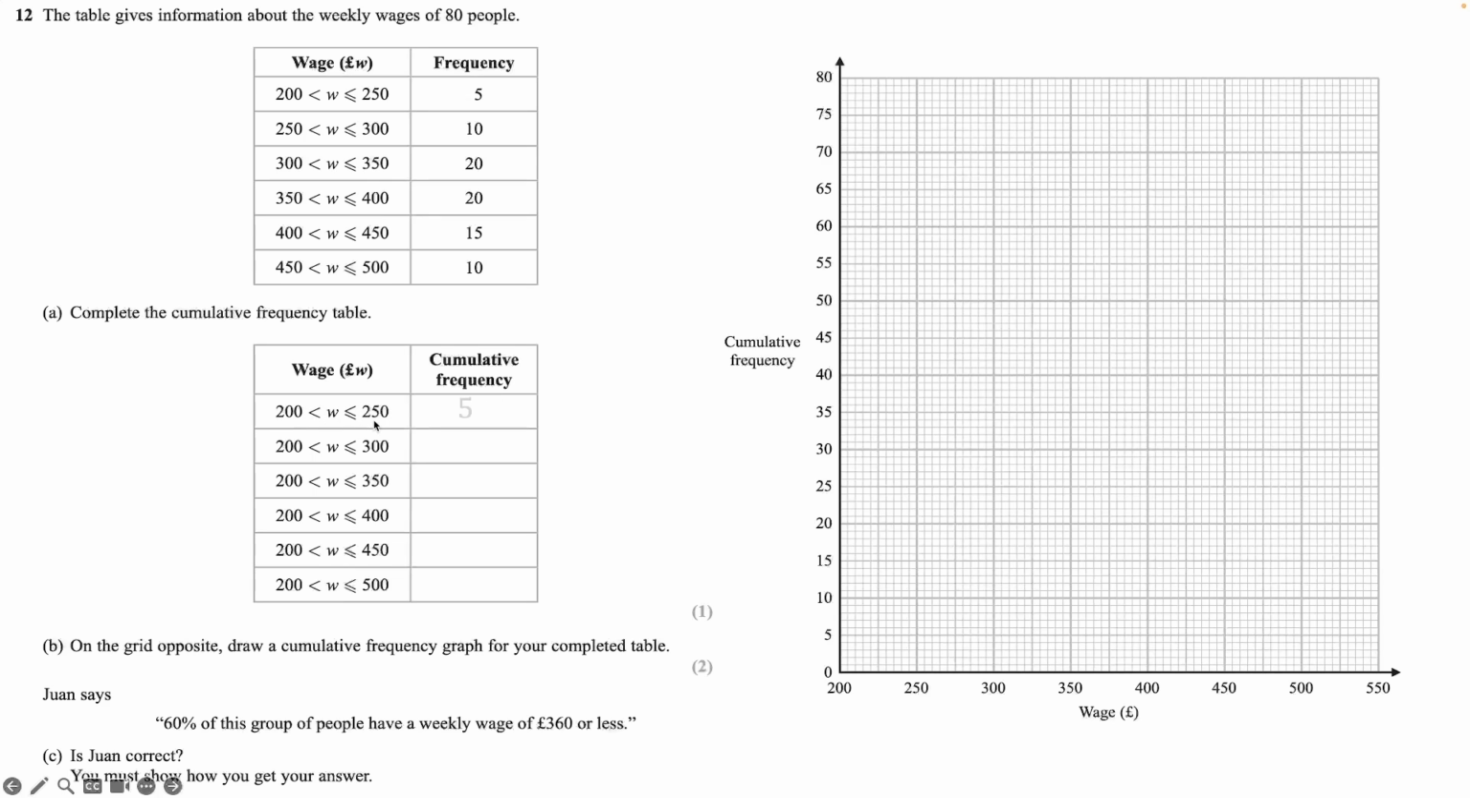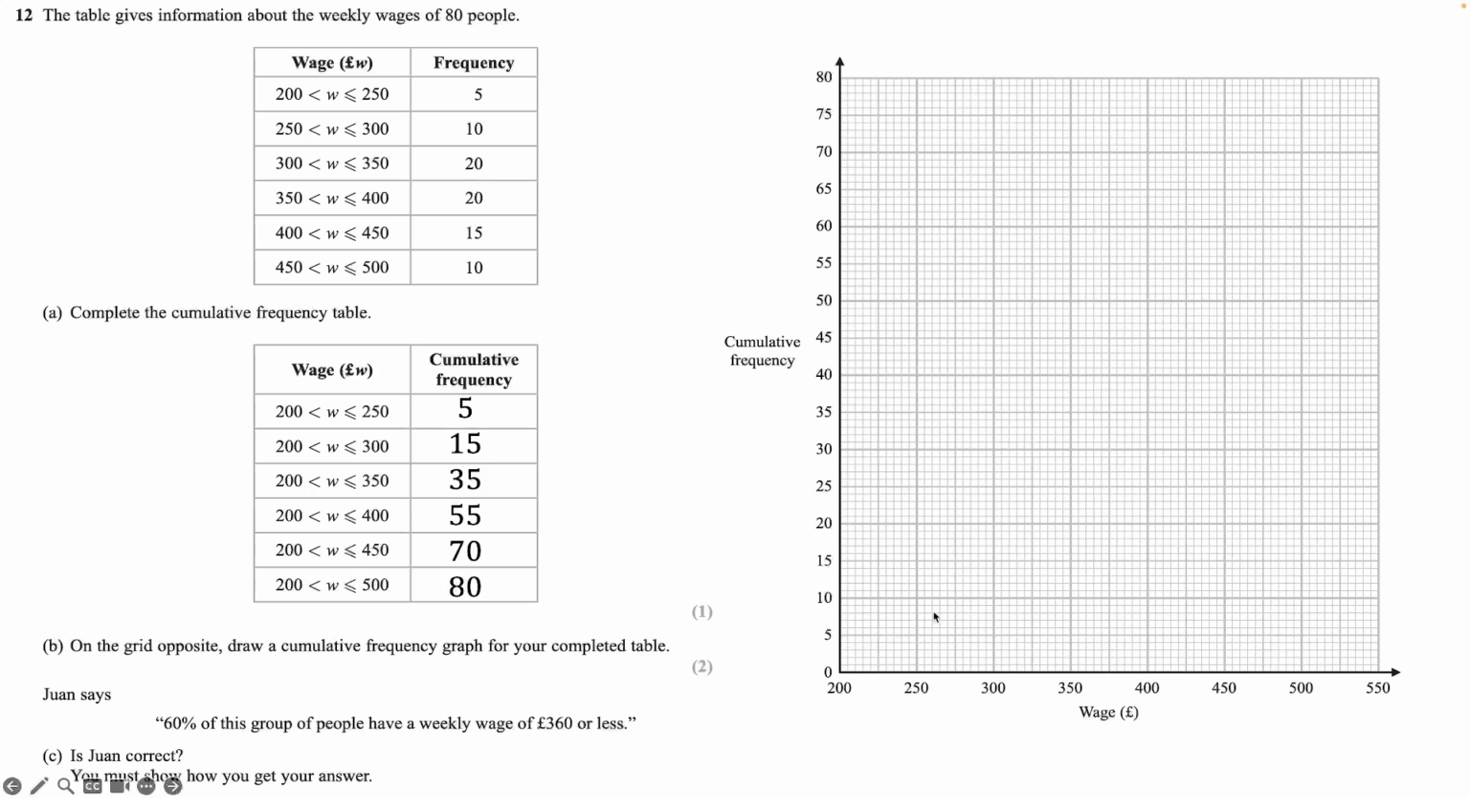So between 200 and 250, it's going to be 5. We then add a 10 to give us 15. We then add 20 to give us 35. Add 20 again to give us 55. Add 15 to give us 70. And add 10 to give us 80. It's a running total, which makes sense because we get 80 at the end and we have 80 people in total.